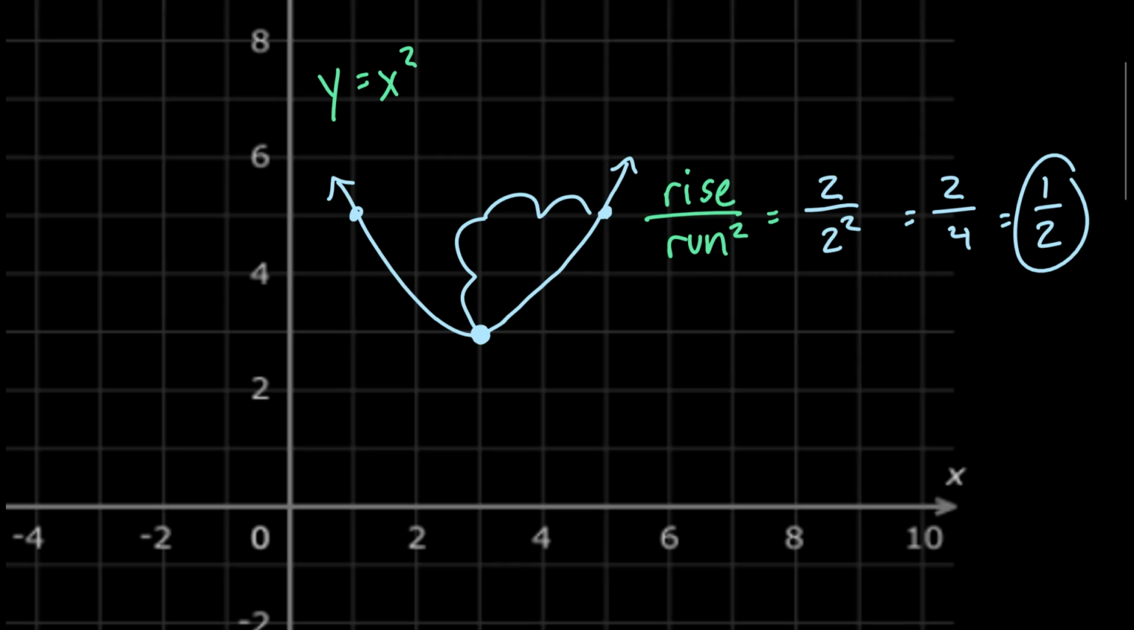Any questions there? So just always remember, square the run in a quadratic. Square the run. So it's rise over run squared. Any questions here? All right, go ahead.